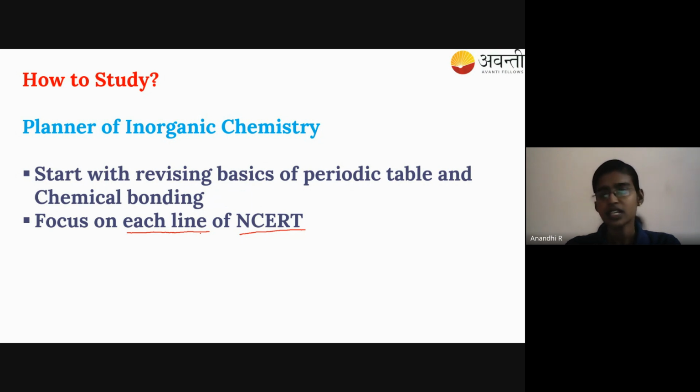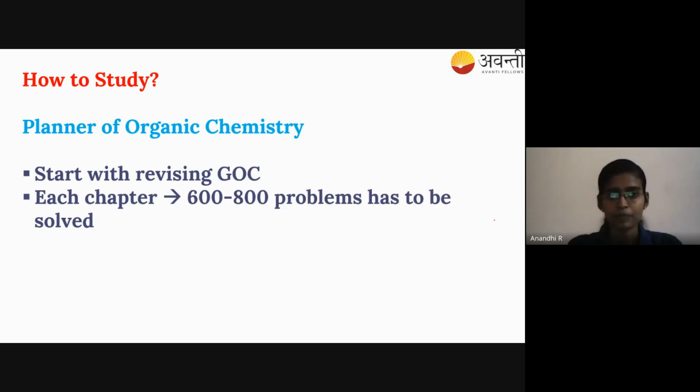Without studying the periodic table and chemical bonding, you should not touch any of your other inorganic chemistry lessons like P block, etc., or your organic. You have to first study the periodic table, then chemical bonding. After completing these two chapters, you have to go for organic, because without knowing the chemical bonding concepts, you cannot understand your organic part.